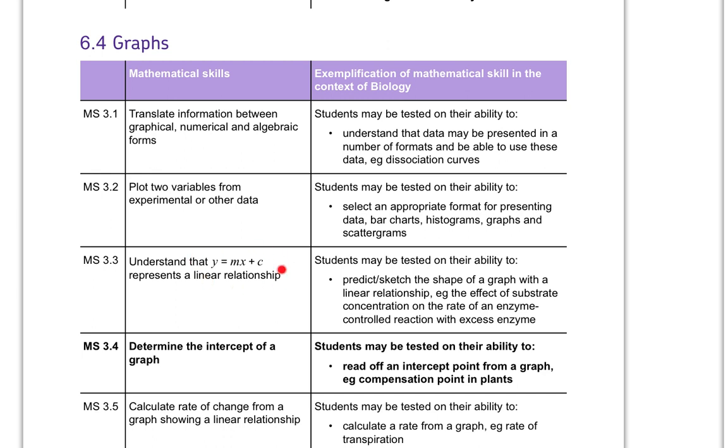You need to know y equals mx plus c. Remember, m is the gradient, c is the y-intercept. Sketch the shape of a graph with a linear relationship. Often there'll be one line on a graph, and they'll ask you to put on what it would look like at a high temperature.